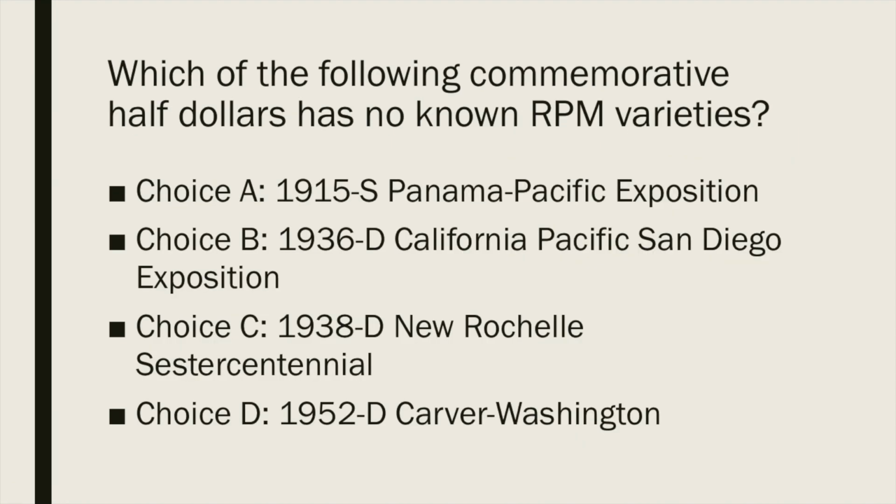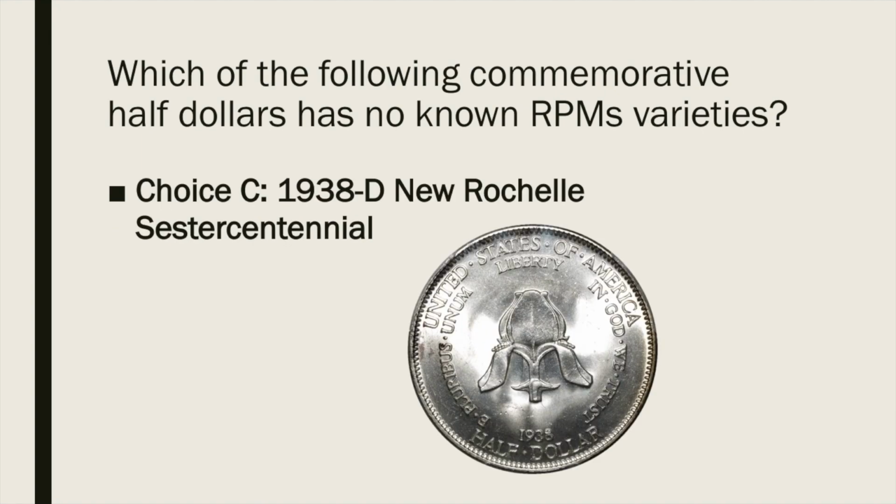Here we have, which of the following commemorative half dollars has no known RPM or repunch mint mark varieties? Choice A is the 1915 S Panama Pacific Exposition. Choice B is the 1936 D California Pacific San Diego Exposition. Oh, I misspoke that, whatever. Choice C is the 1938 D New Rochelle Sesquicentennial. And choice D is the 1952 D Carver Washington. Our answer is the 1938 D New Rochelle Sesquicentennial. There were no Denver mint mark coins of these produced, so it definitely couldn't have happened, though there were on the other three that I mentioned.